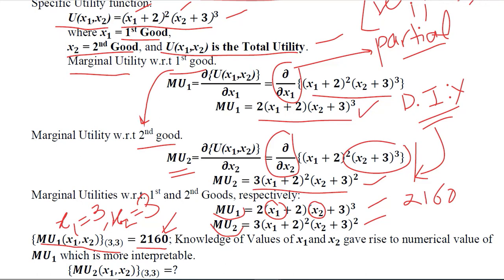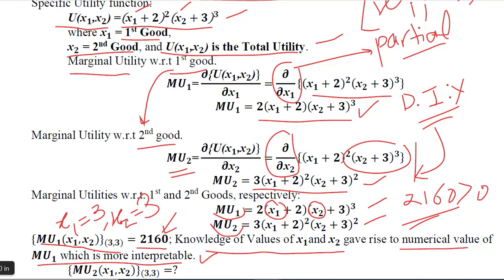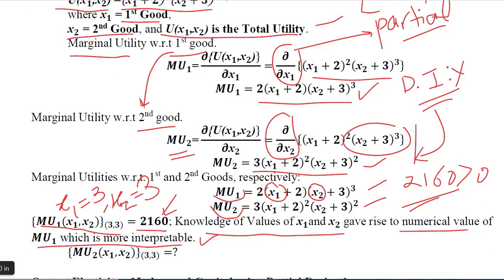So knowledge of the values of x1 and x2 gave rise to a numerical value of mu1, which is more interpretable. It's a positive value, and a positive value means that consumption of x1 and x2 at the level of 3 is going to give us an additional utility of x1, which will be positive, and that will be equal to 2160. Now we can also try to find out the marginal utility of x2 by using the same data, that is x1 and x2 both equal to 3.